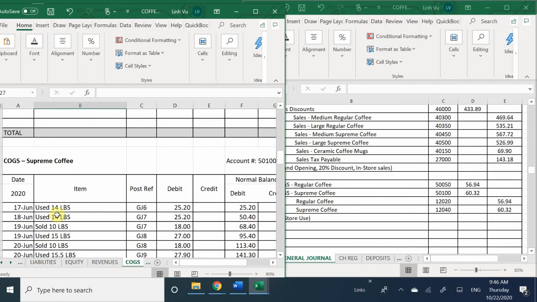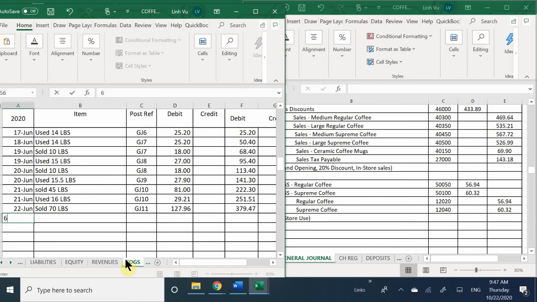And then now we go down to Supreme Coffee. Use 33 pounds. That's 60.32. Total of 439.79. Okay. What's my post reference? He gave 12. Okay.